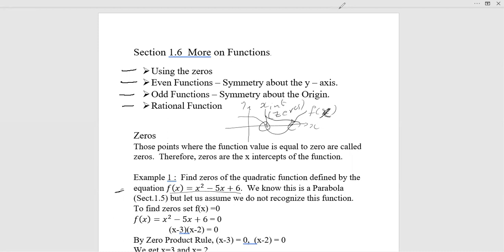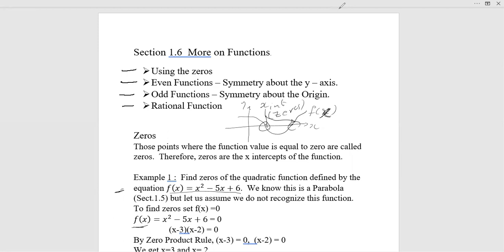We already know how to find it. So in the same way, we're going to find it. For x-intercept, we set f(x) to 0. Now we call it zeros here. For zeros, we set f(x) equal to 0. That means the right side is 0.